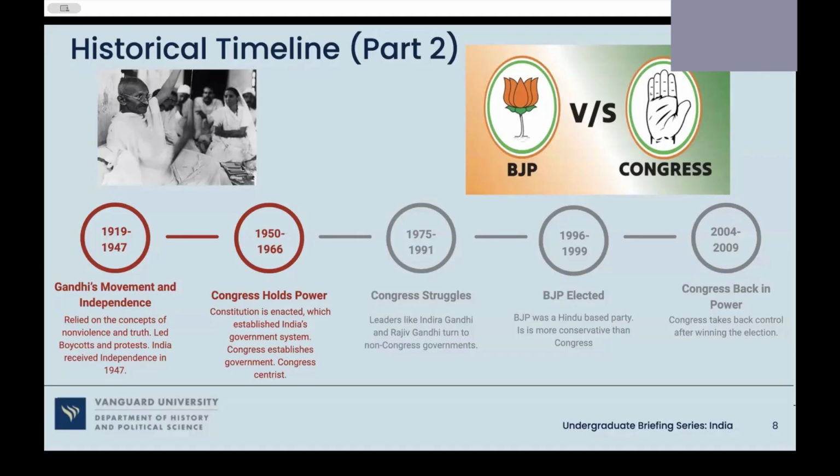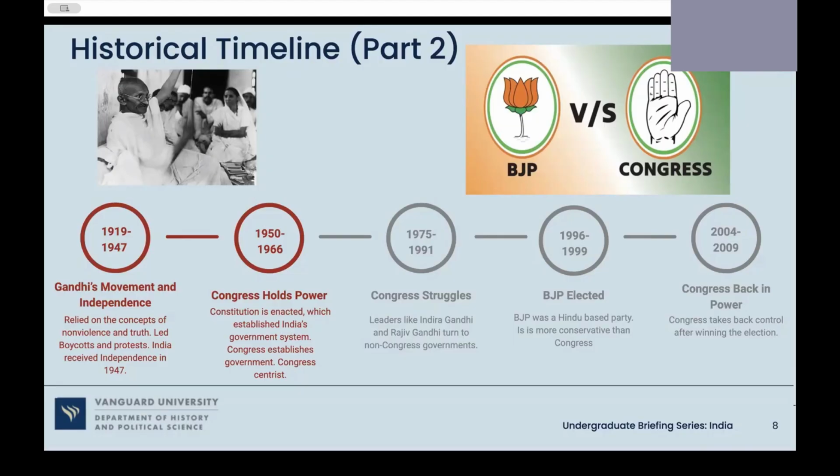And then from 1975 to 1991, Congress, the political party, had some struggles. Leaders like Indira Gandhi and Rajiv Gandhi, from the Gandhi lineage, gained power during this time, and they changed the government to be non-Congress. So different political parties kind of took over. And there were political assassinations and a lot of overturning of power.